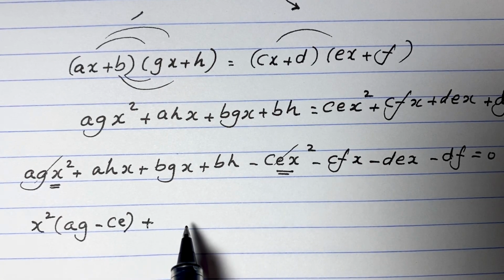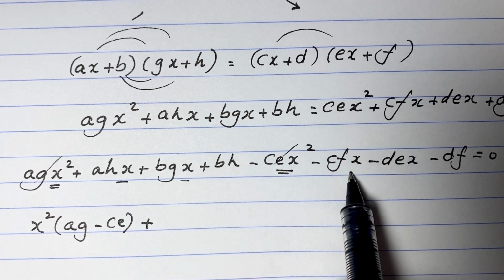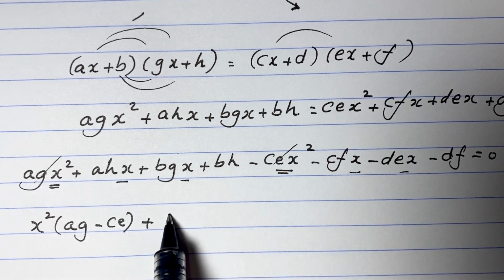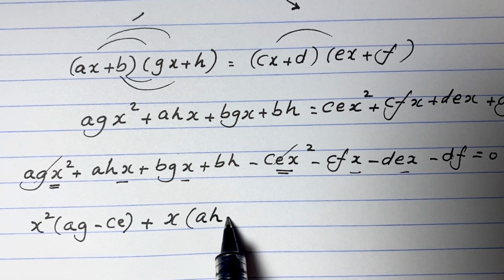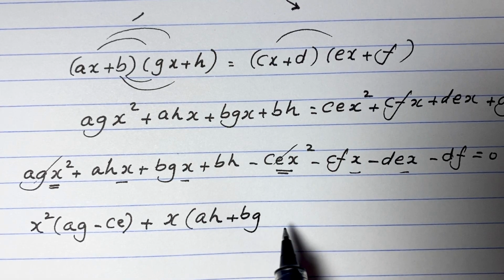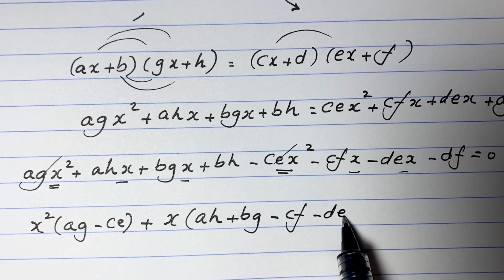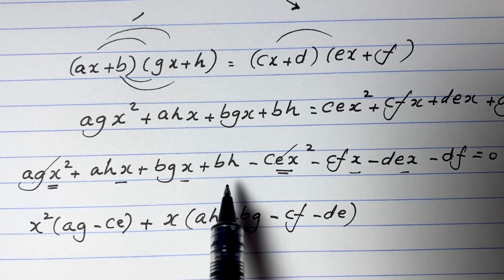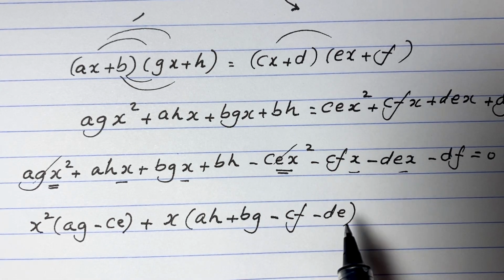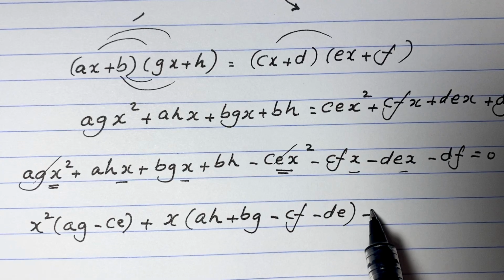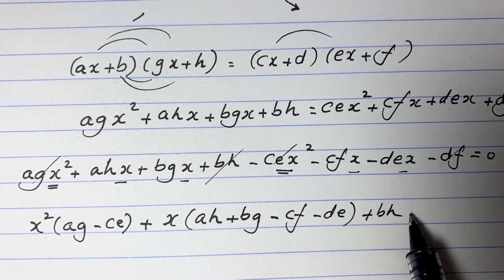I'm going to factorize all my x terms now. We have one here, one here, one here, and one here. So we have x times ah plus bg minus cf minus de. And my constants, the ones without x, are bh and minus df. bh, this one, minus df.